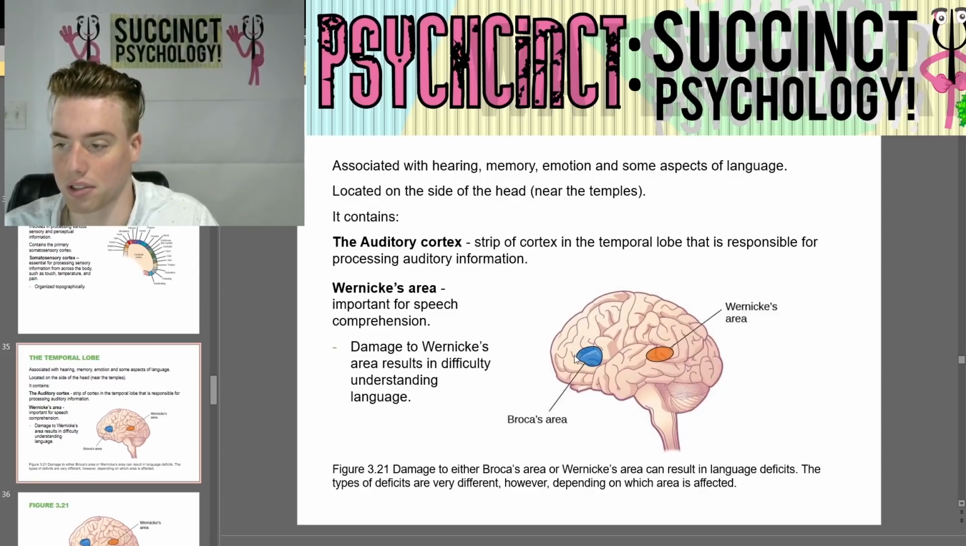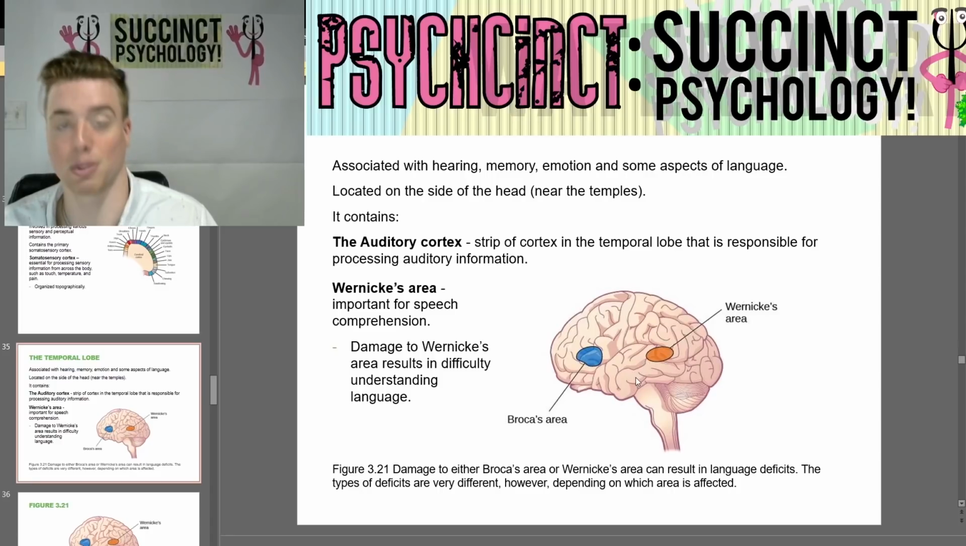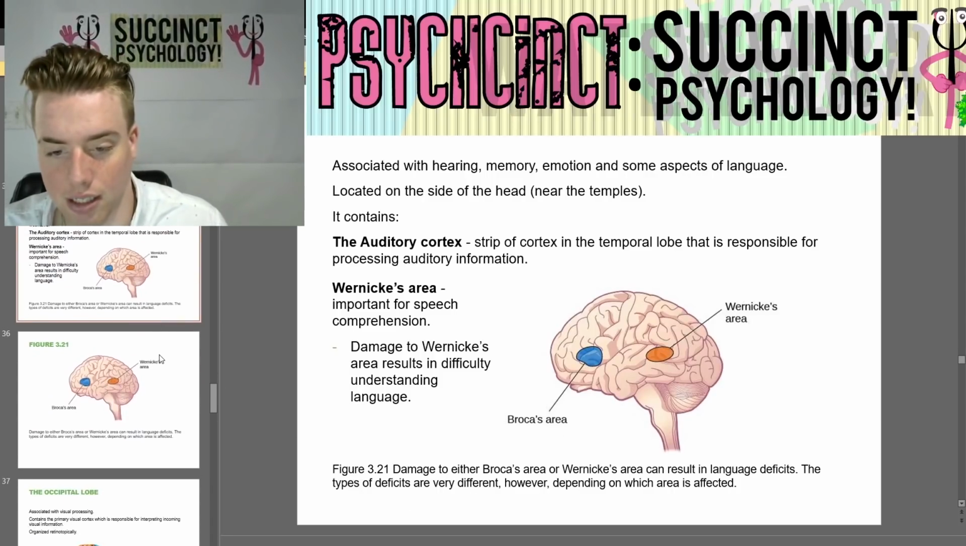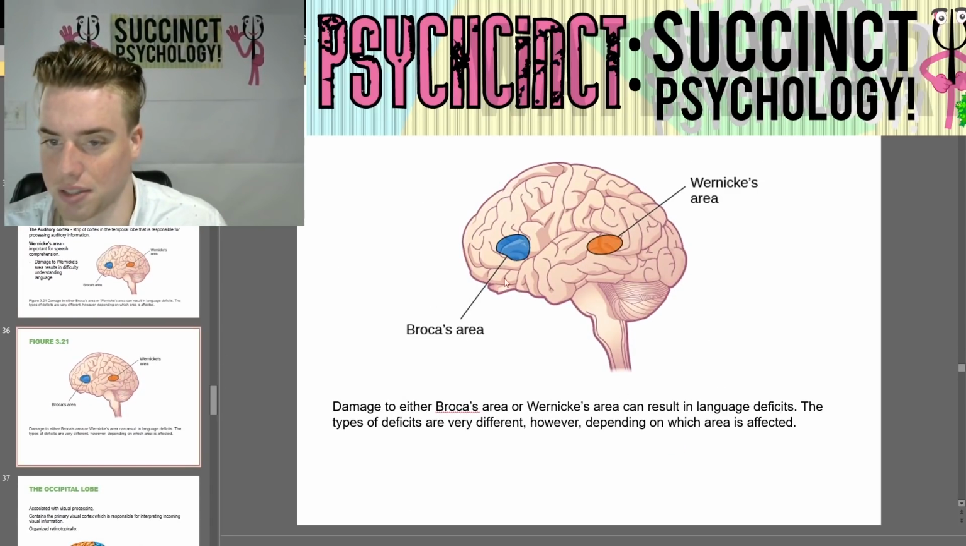So here we have Broca's area, and remember that's producing language, and then Wernicke's area, which is understanding. So damage to either Broca's area or Wernicke's area can result in language deficits. The type of deficits are very different, however, depending on which area is affected. So if you have damage to Broca's area and not Wernicke's area, the kind of language deficit you have is going to be very different. And so here we have just a slightly bigger picture saying the same thing.